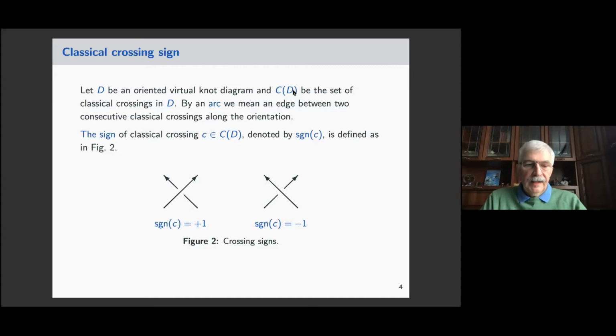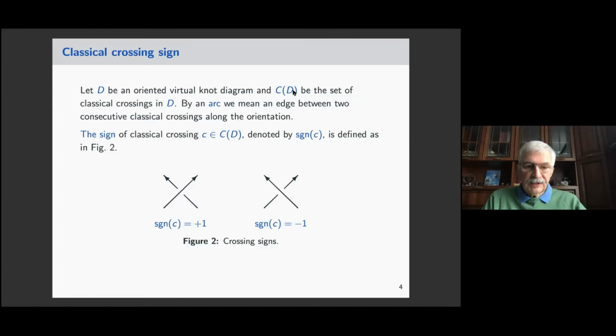Similar to classical knot theory, we can define the sign at each classical crossing. The sign is plus one or minus one according to the following picture. If you go over the crossing and look at the underpassing arc, and it goes from right to left, your sign is plus. If the underpassing arc goes from left to right, your sign is minus. It's the standard definition in classical knot theory. So the first parameter, the sign, is attached to a classical crossing.